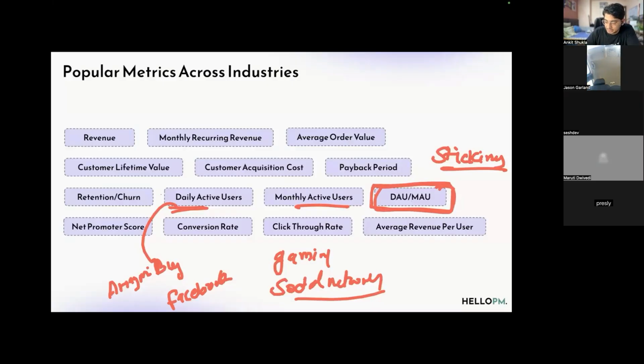And can you guess one product where DAU by MAU is highest? Tell me, guys, can you tell me one product where DAU to MAU is highest? Yes, whatever product that you use daily, it tells more about retention. Yes, very good. ChatGPT is a great example. WhatsApp is a very good example.